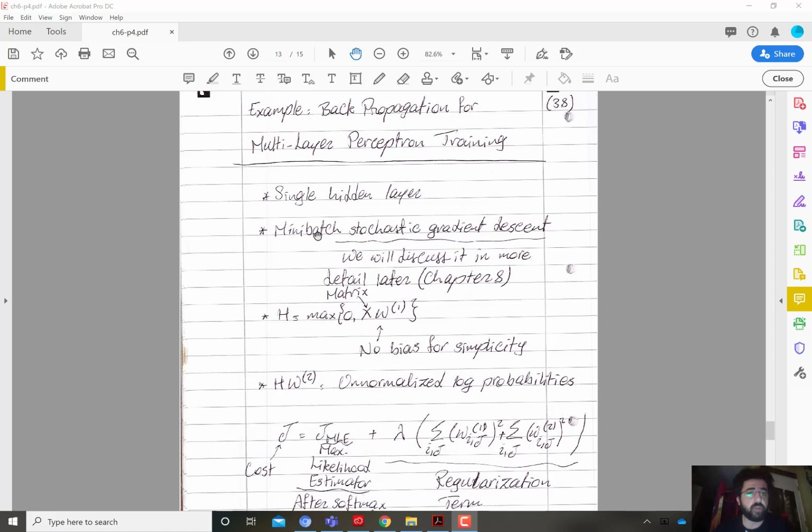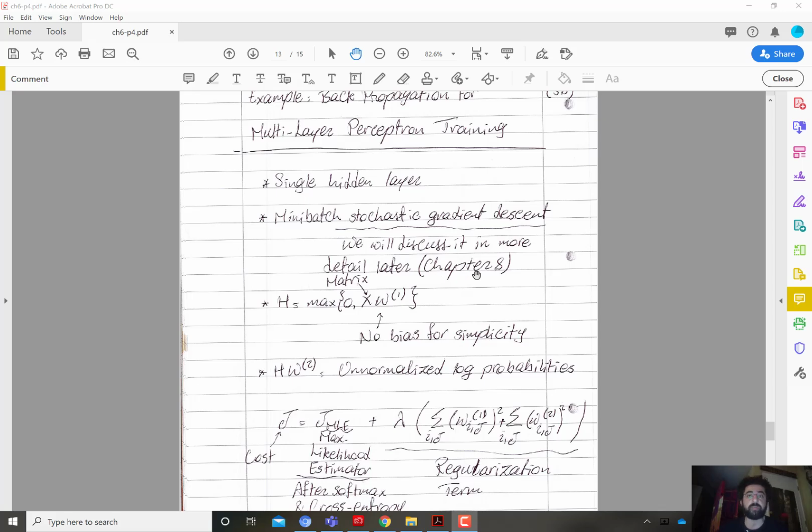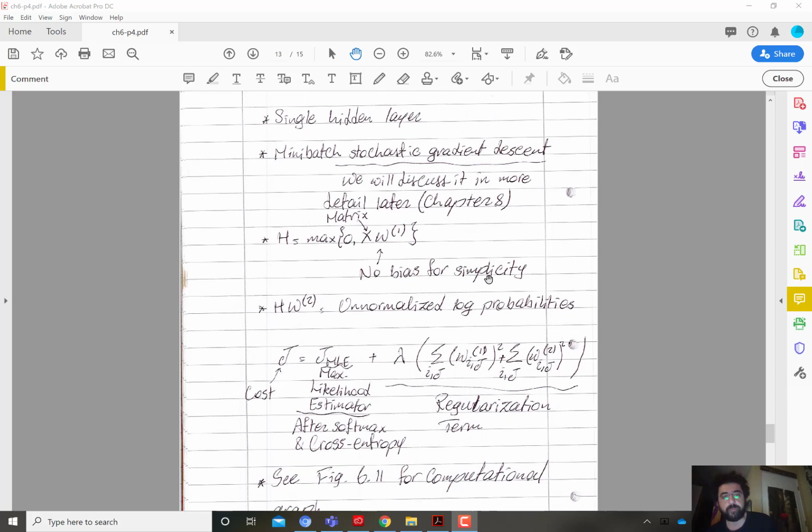Now, mini batches are usually used in optimization problems for deep learning, and specifically stochastic gradient descent methods, and we'll discuss that later in the third section of this course on optimization methods, which corresponds to chapter 8 in the reference book.